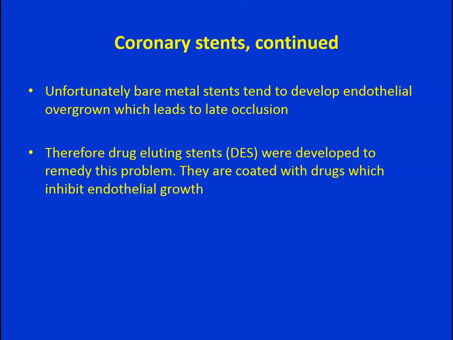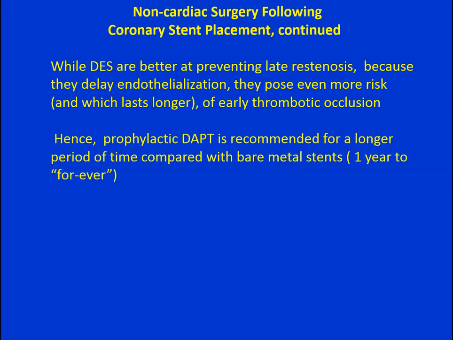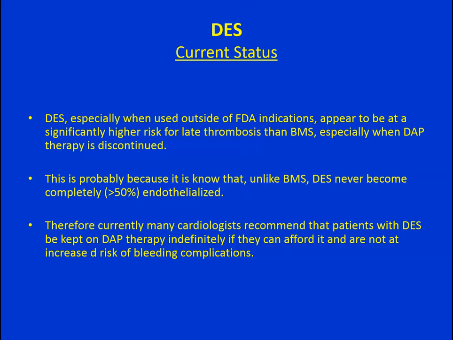They are coated with drugs which inhibit endothelial growth. While they are better at preventing late stenosis, because they delay endothelialization, they pose an even greater risk of early thrombotic occlusion. Hence, prophylactic dual antiplatelet therapy is recommended for a longer period of time than with bare metal stents, at least a year or perhaps forever. Drug-eluting stents, especially when used outside FDA indications, appear to be at significant higher risk of late thrombosis than bare metal stents, especially when dual antiplatelet therapy is discontinued. This is probably because there is delayed endothelialization. For this reason, many cardiologists recommend patients with drug-eluting stents to be kept on dual antiplatelet therapy indefinitely if they can afford it and they are not at increased risk of bleeding complications.